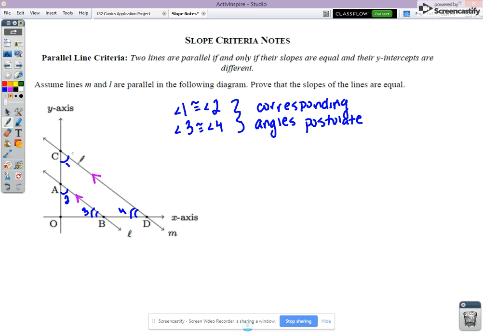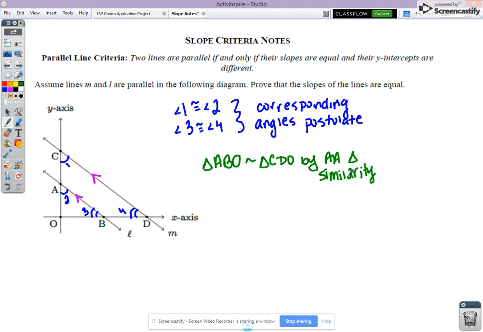So why do I care that these angles are congruent? Well, maybe you're seeing some triangles here. We have triangle AOB and triangle COD. And if I know that two of the angles are congruent in each of them, one of our triangle similarity criteria was angle-angle. So I can conclude that triangle ABO is similar to triangle CDO by angle-angle triangle similarity. And that's going to help us figure out something about the slopes of these lines.